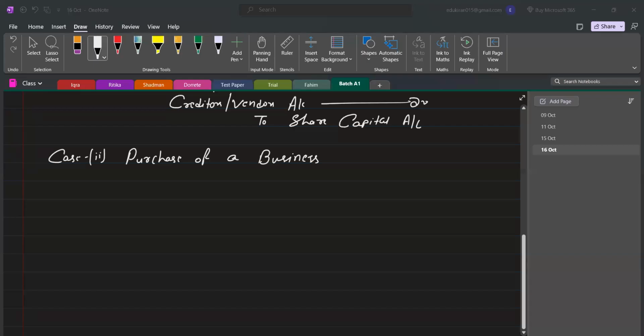Now, in purchase of a business, we don't purchase a single asset or a group of assets. We take assets as well as liabilities of that business also. Now, tell me, if you take someone's liability, then what do we have to do in that case? What will be the journal entry if we take liability for some consideration?